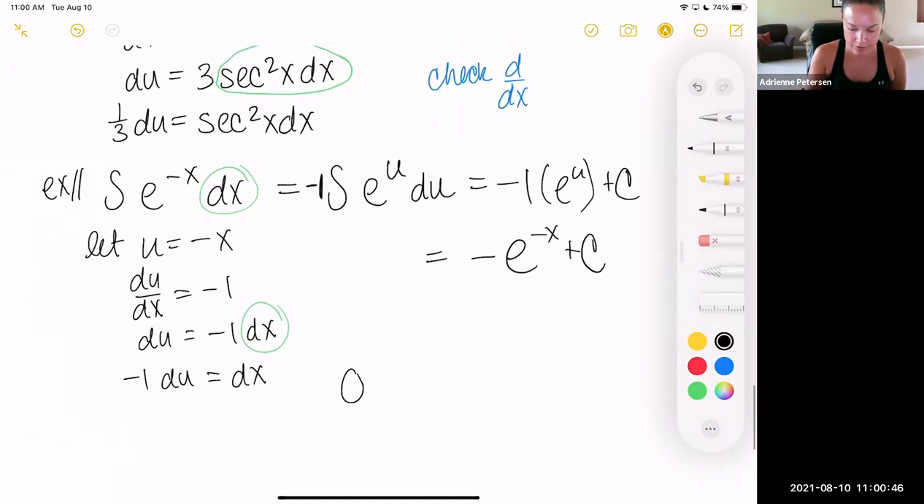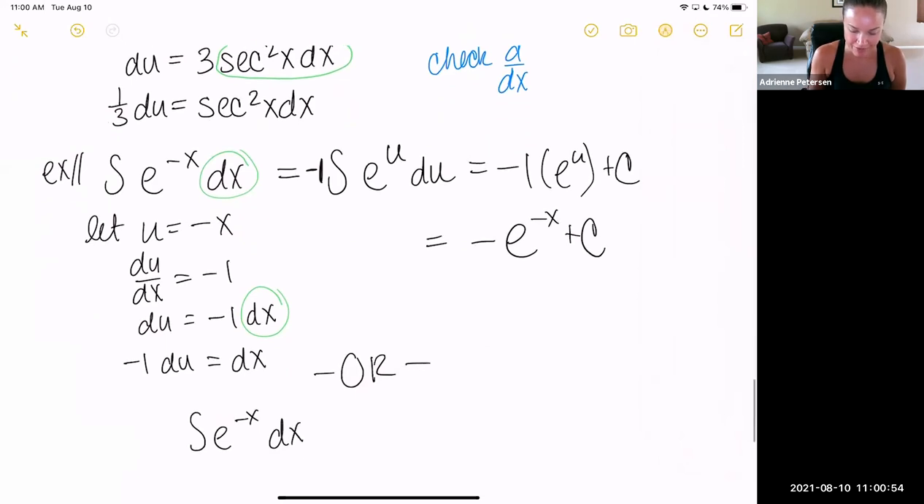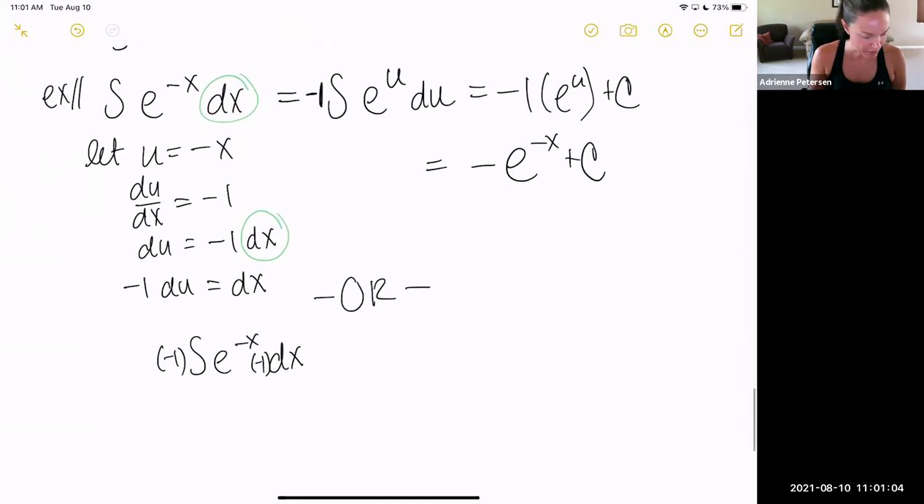You're also welcome to do this. I won't do this for all these problems. If you want to do this using the shortcut method, what I would notice is I need to have a -1 dx. So if I multiply a -1 out here, I also have to multiply a -1 out there. Any questions on this one?